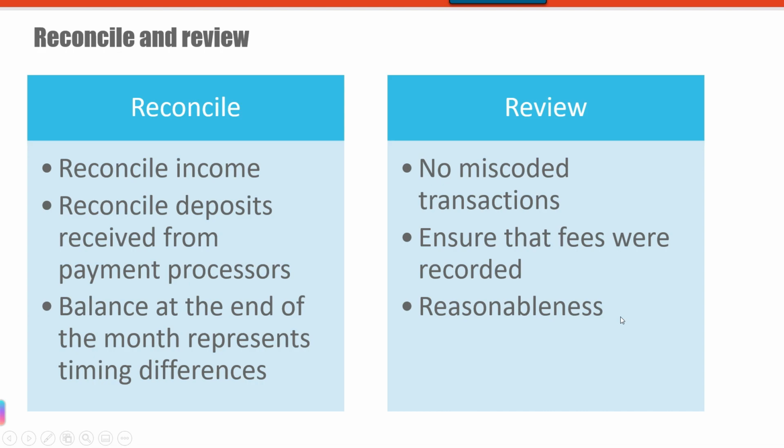And that means that we're looking for balances that perhaps are unexpected, or growing balances, or things that don't look right. And just keeping in mind that the balance at the end of the month for each of the clearing accounts should represent timing differences.